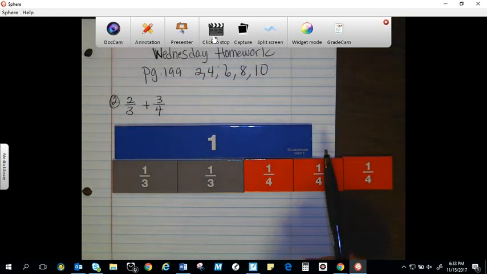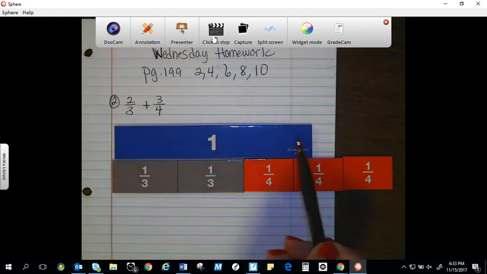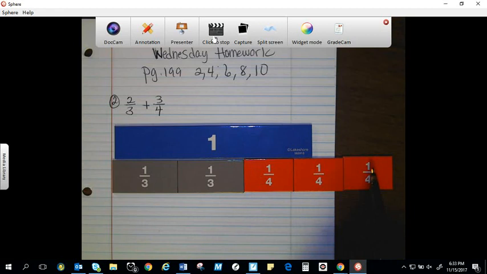So immediately this tells me it's going to be what type of fraction? Yep, you're absolutely right. It's a mixed fraction because I'm already going to have my one whole, and then whatever is left over will be my fraction added with my one whole, making a mixed number. Okay, so now let's take a look.